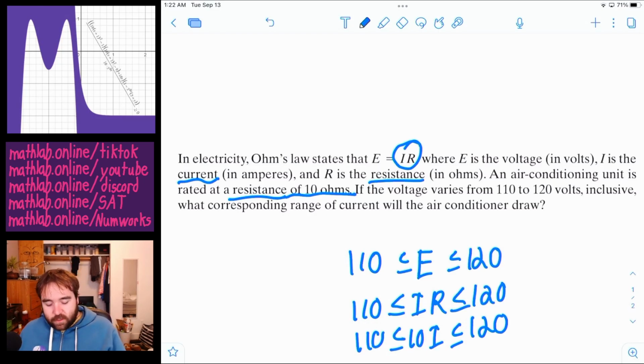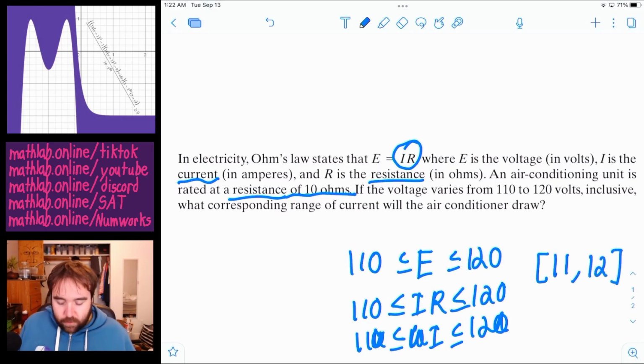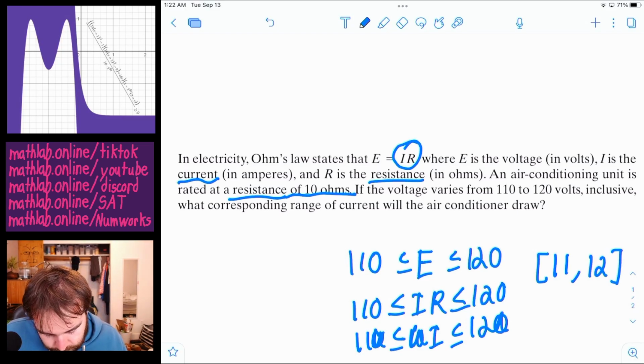Well, now we just got to divide everything by 10, count off these zeros. We see that I has to be between 11 and 12. So the current that will be drawn is in between 11 and 12, because that's what the I is. The I is the current. We found that it had to be in between 11 and 12.